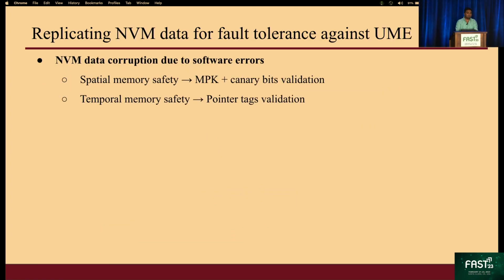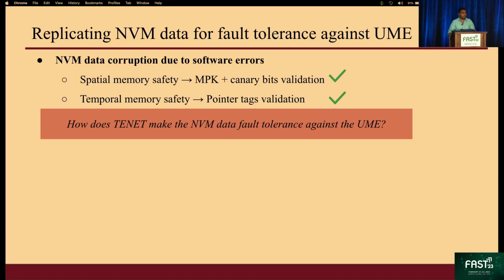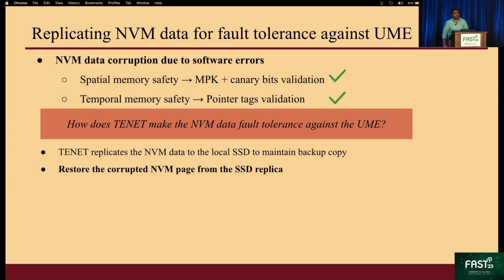So far we have seen memory safety bugs due to software errors, spatial memory safety and temporal memory safety. The next piece of the puzzle is how TENET is able to guarantee fault tolerance for NVM data against uncorrectable media errors, right? For that purpose, TENET basically replicates NVM data to the SSD, essentially maintaining a backup copy. And the high-level idea here is to restore the corrupted NVM data from the SSD backup whenever an uncorrectable media error happens, right?